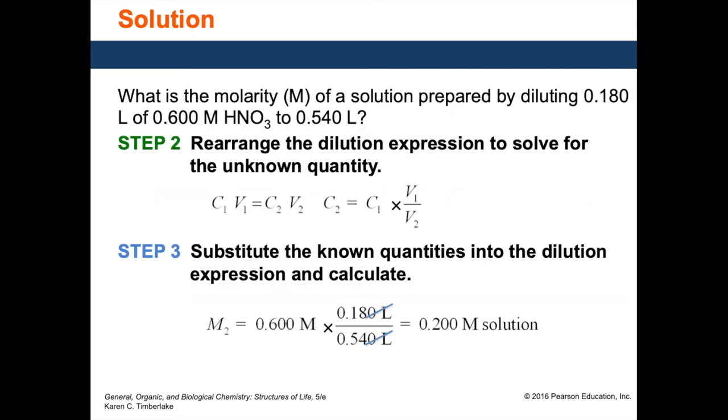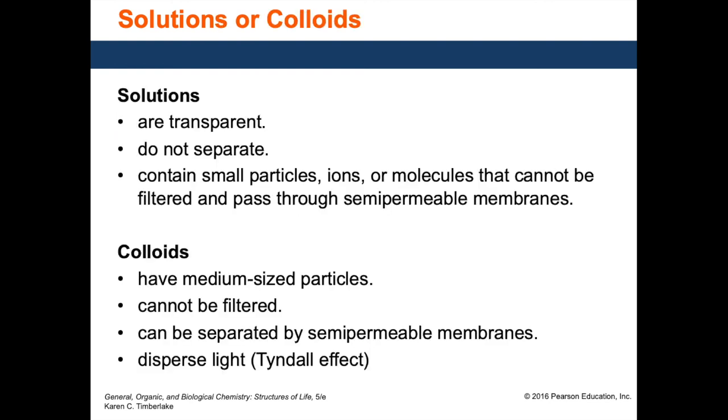Okay, so you should wind up with 0.2 molar as your answer for this one. Okay, again, we're diluting a solution, so the concentration drops from 0.6 molar down to 0.2. Okay, I mentioned earlier in this chapter that while we focus on homogeneous mixtures, that's what solutions are, they're just homogeneous mixtures, we're going to look a little bit at some heterogeneous mixtures, namely colloids and suspensions.